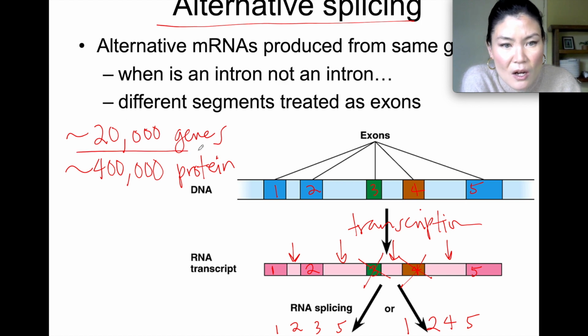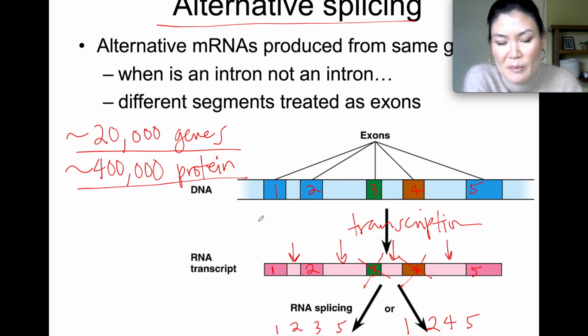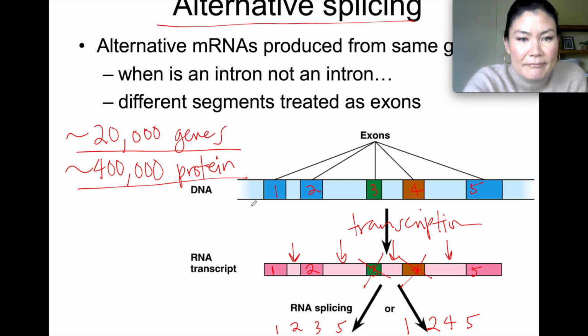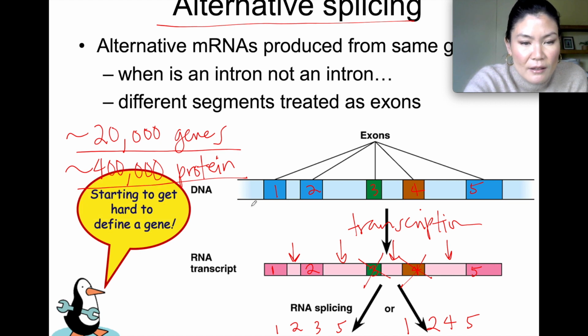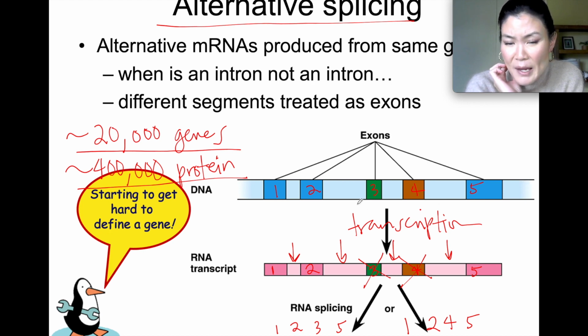That explains how we have 20,000 genes, but we can get so many more proteins because of alternative splicing. So yeah, it's starting to get hard to define a gene, because I said that this is a gene with exons 1, 2, 3, 4, 5, but depending on the protein that the cell is trying to make, some of these exons may actually not be an exon. Like this one could be considered an intron to make this the first mRNA example here.